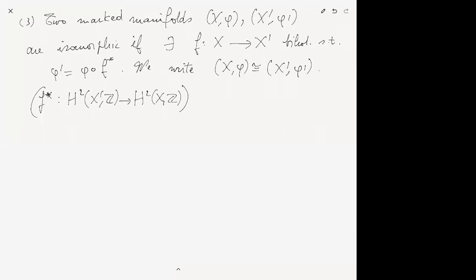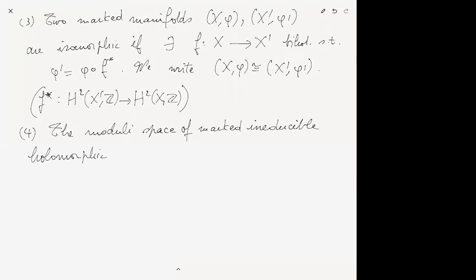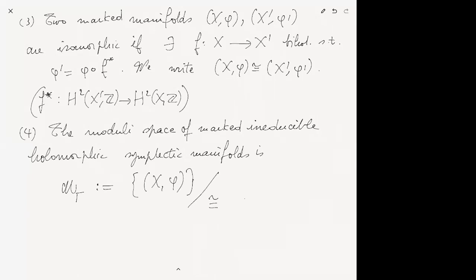So you define the isomorphism between marked manifolds. And then what's the moduli space? The moduli space of marked irreducible holomorphic symplectic manifolds is the following. I will call it M sub gamma, gamma for the lattice. It's by definition the set of all of these marked pairs modulo the equivalence relation, which is the isomorphism that we defined in number 3. All right, so we have a moduli space of marked manifolds.